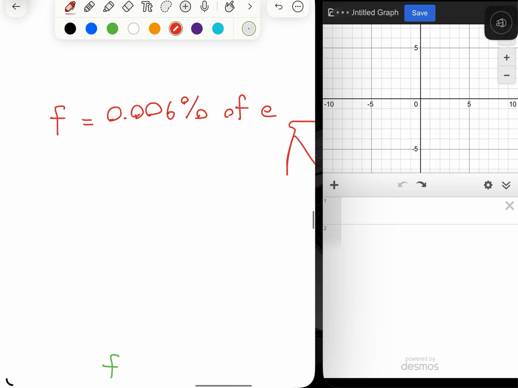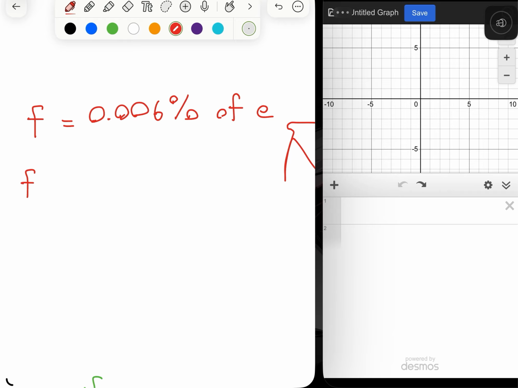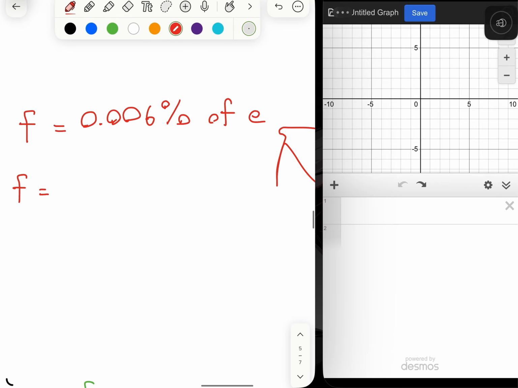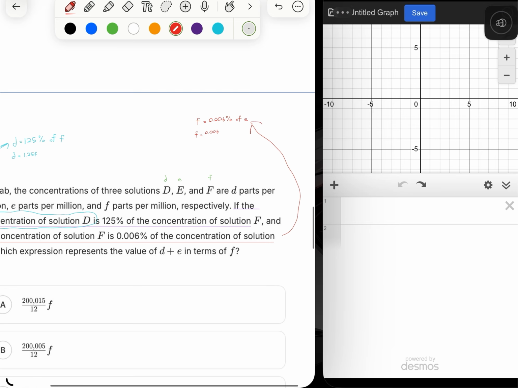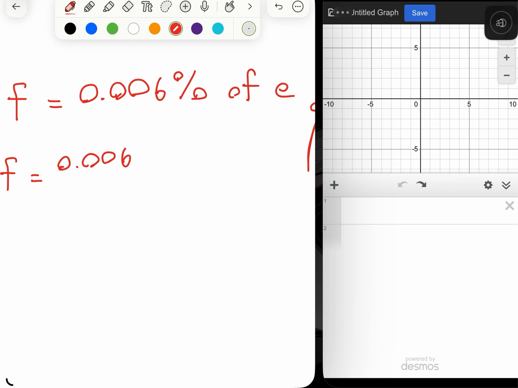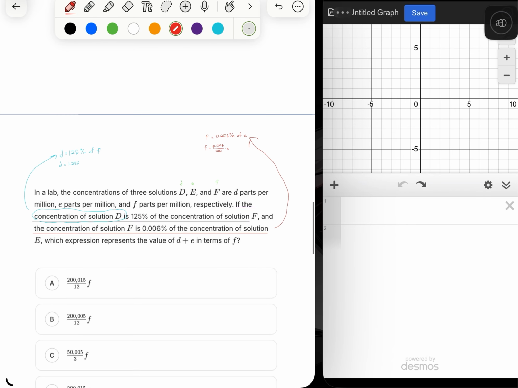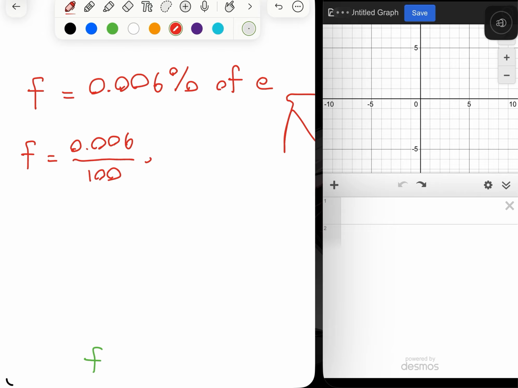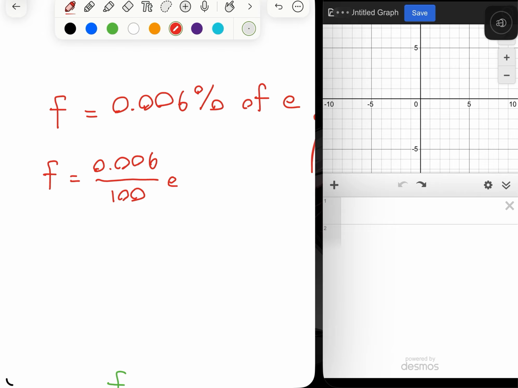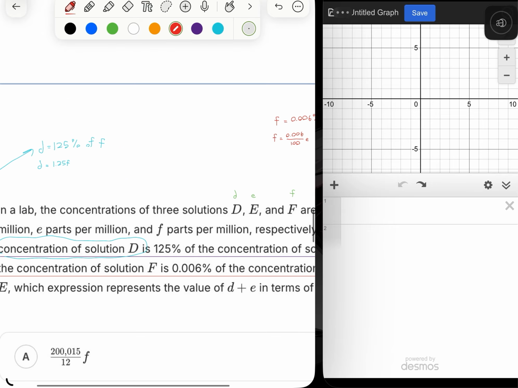How do I simplify this? Well, this is just going to be F equals 0.006% of E. So whenever you see a percent, just divide by 100. And of course, of E means times E. So times E. Now we have two equations here: D equals 1.25 F, and F equals that percent over 100 times E.